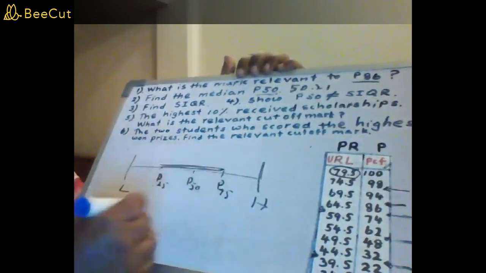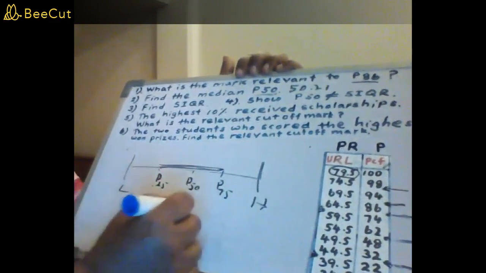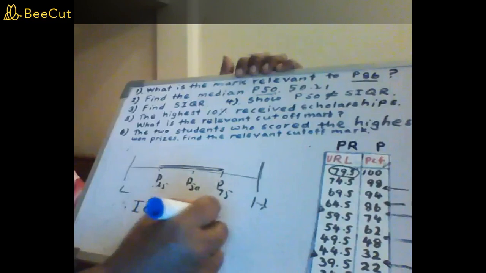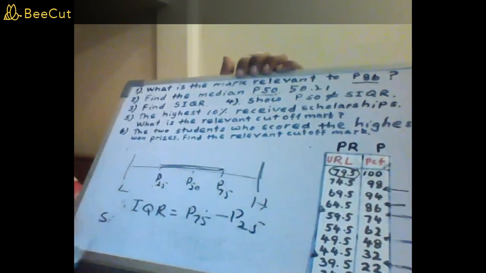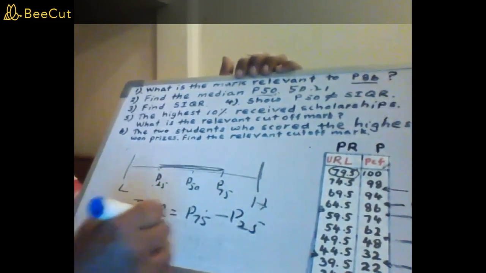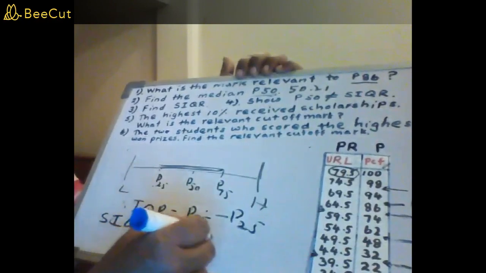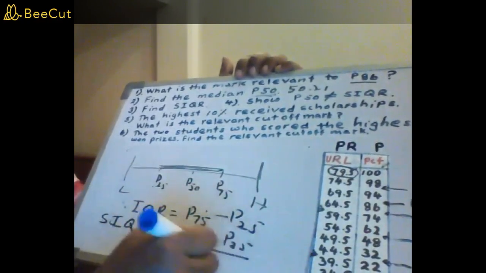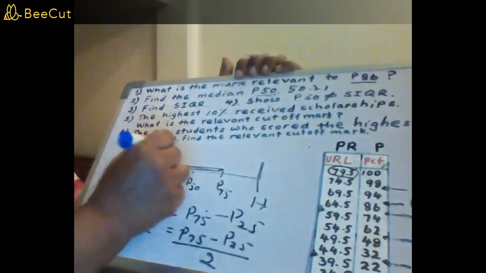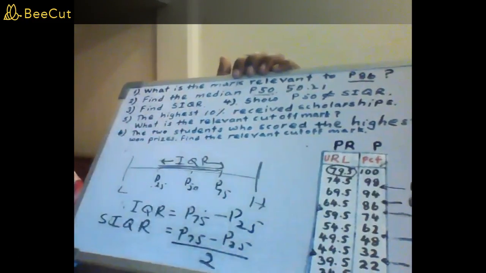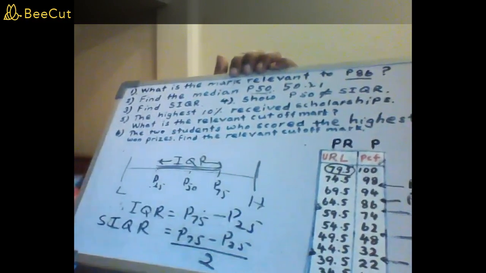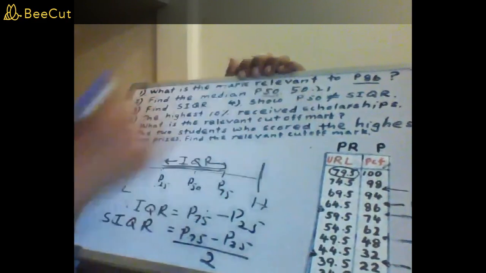IQR is this section, interquartile range. IQR equals P75 minus P25. SIQR equals P75 minus P25 divided by 2. This section is IQR from here to here. Then earlier we got it as 18 point something, and that value divided by 2, we get 9.41, right? So I'll explain these things later.